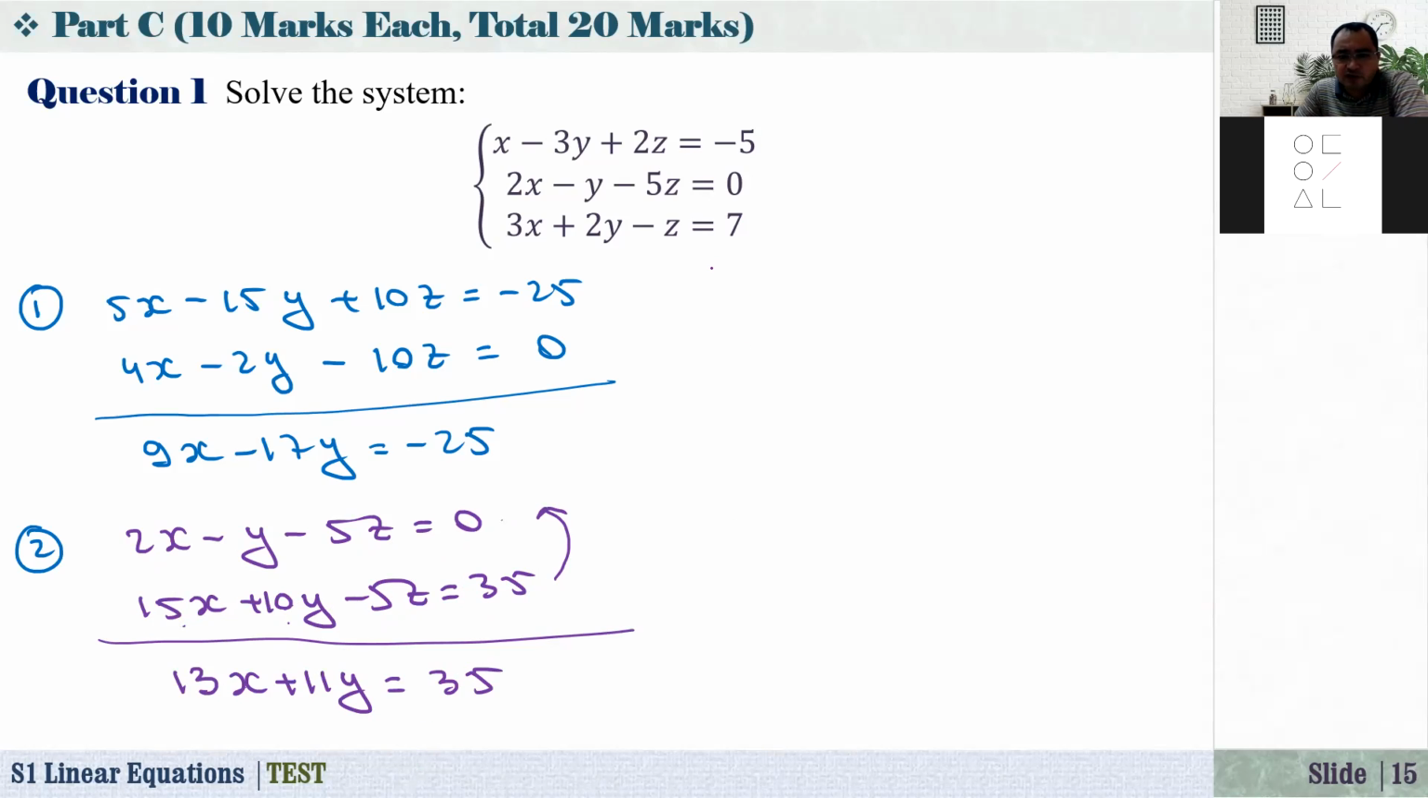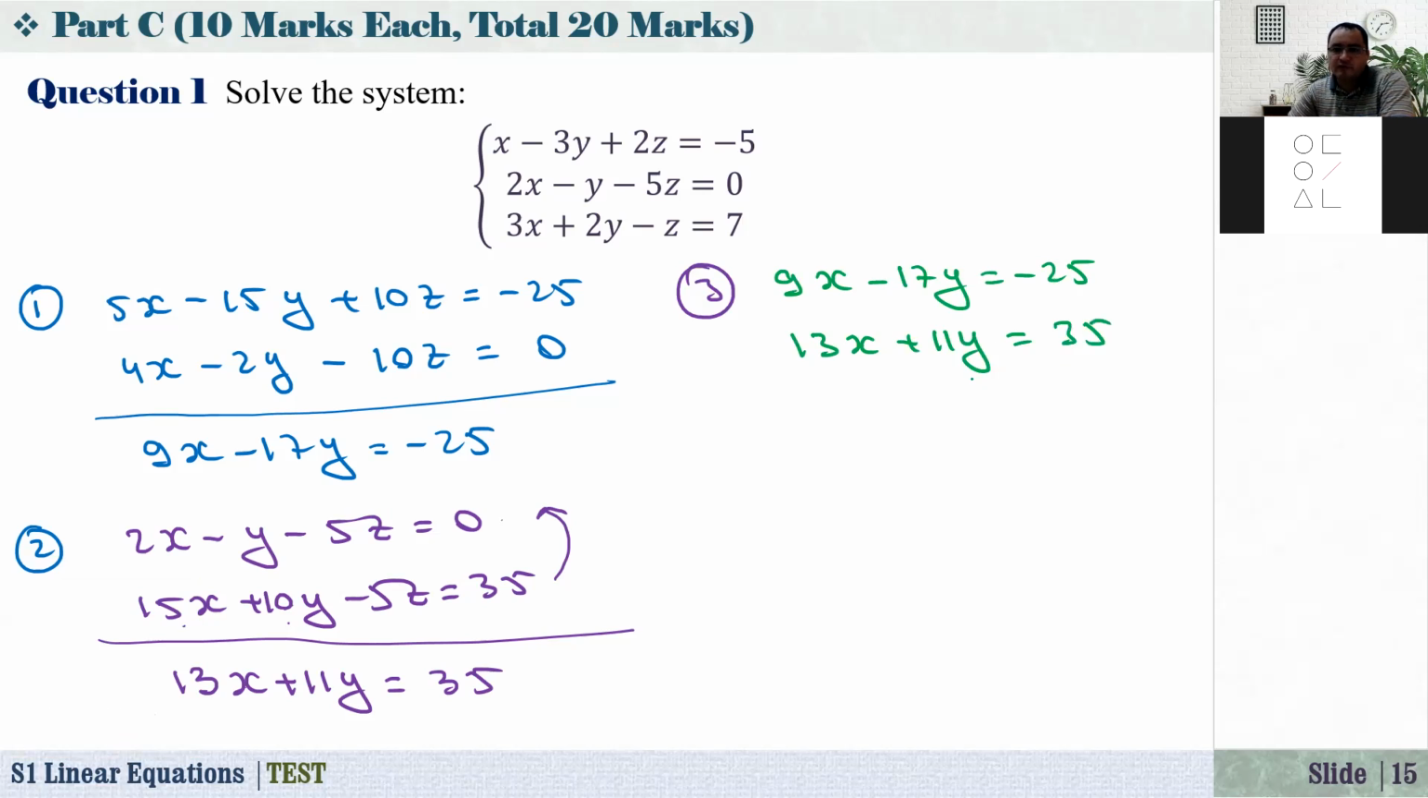So now I have 2 equations. Let me write the 2 equations together and solve for x and y. Our first equation is 9x minus 17y is equal to minus 25. The second equation is 13x plus 11y is equal to 35. Actually, 17 and 11 are prime numbers, so we have nothing to simplify. I need to multiply the first equation by 11 and the second equation by 17.